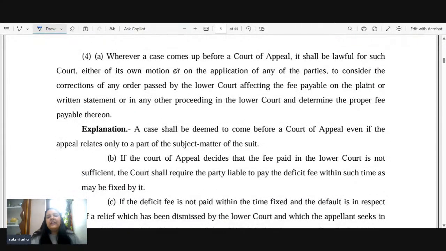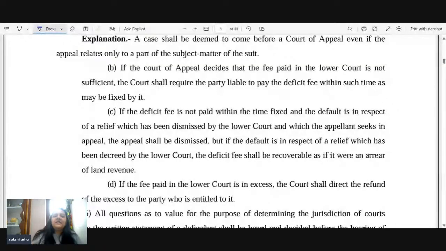Next, wherever a case comes before a court of appeal, it shall be lawful for such court, either of its own motion or on the application of party, to consider the correctness of any order passed by lower court with regard to fee. Okay, and to determine that. So, जब भी matter appellate court के सामने आता है, तो either party can also make an application or the appellate court itself can decide on the matter whether the court fees is correct or not.